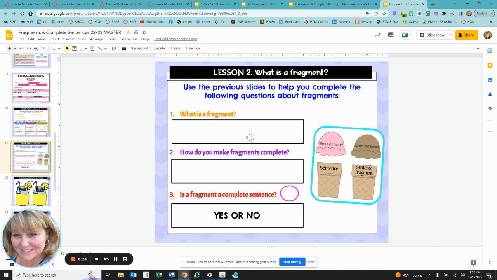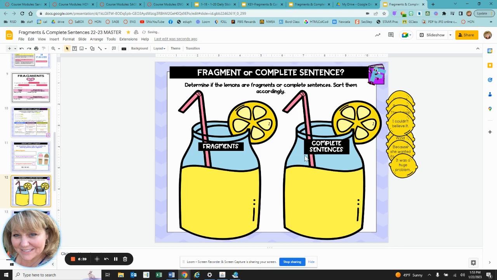And in this one, it asks you, by using the previous slides, to help you complete the following questions about fragments. What is a fragment? How do you make a fragment? Is a fragment a complete sentence? Yes or no? You're going to drag and drop. And then on slide 12, it's going to ask you to sort the lemons.